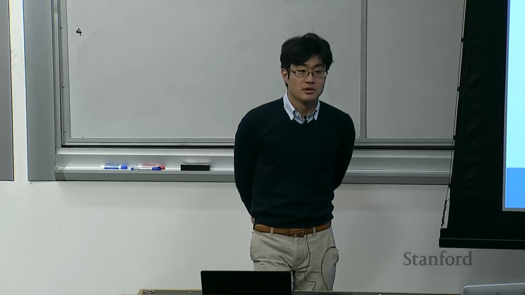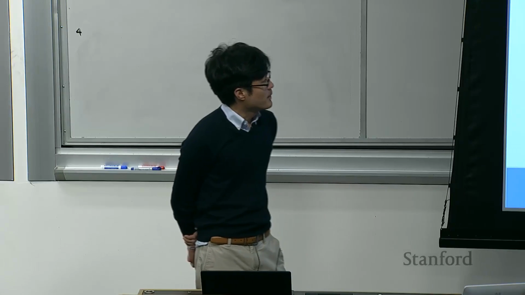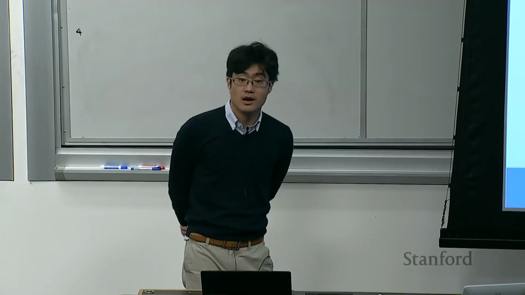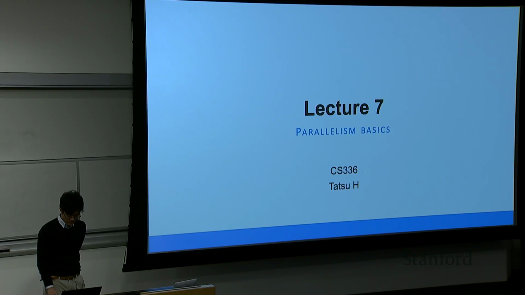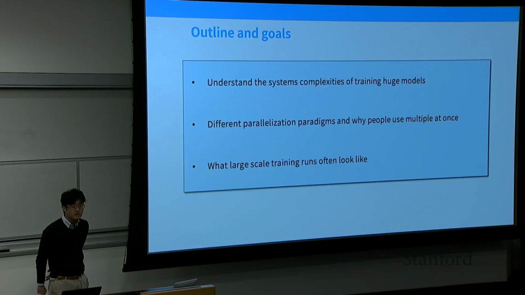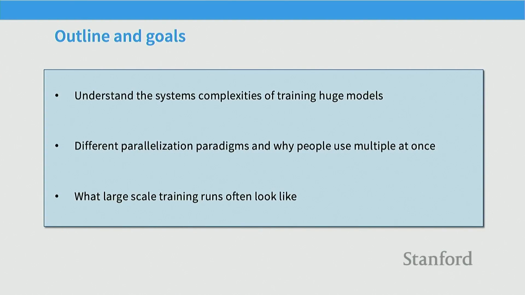All right, so today's going to be the second of the basic systems lectures. And now we're going to move on to multi-machine optimization. The focus today is going to be all about parallelism across machines. The goal today is to move from optimizing a single GPU's throughput to understanding the complexities and the details that are required to train really large models, right?